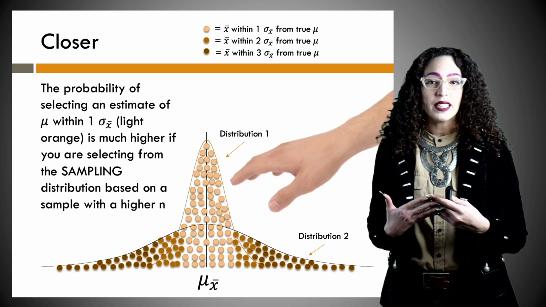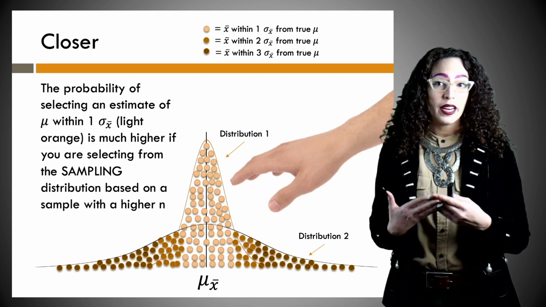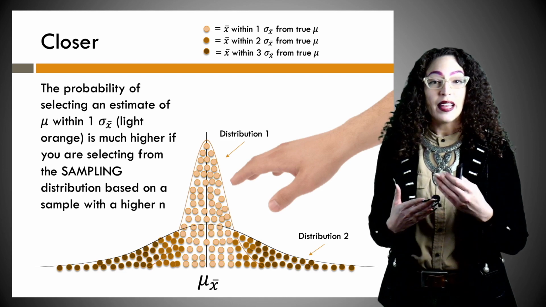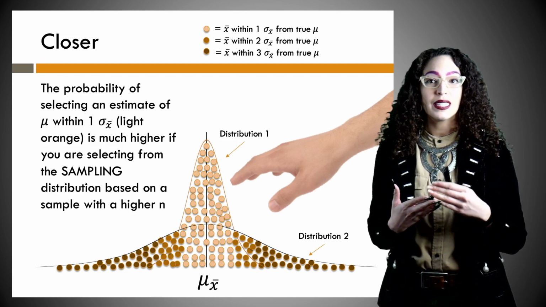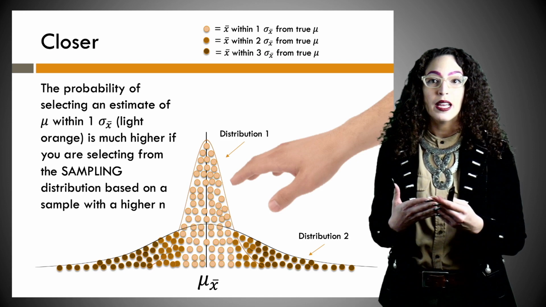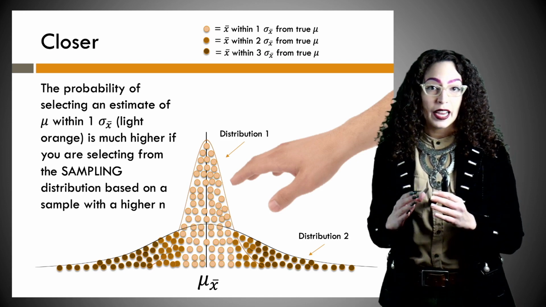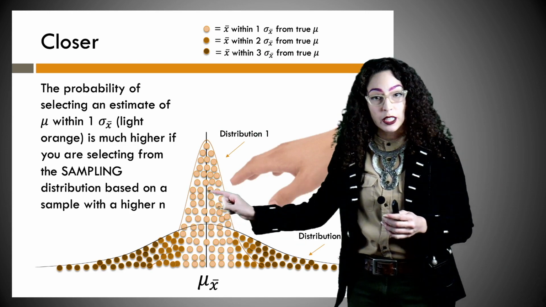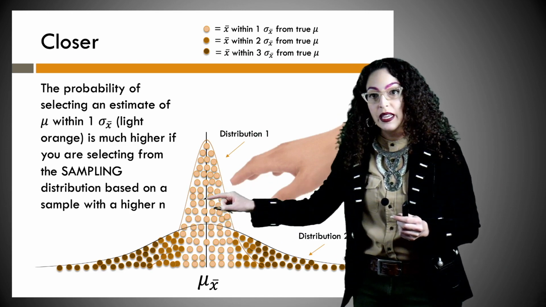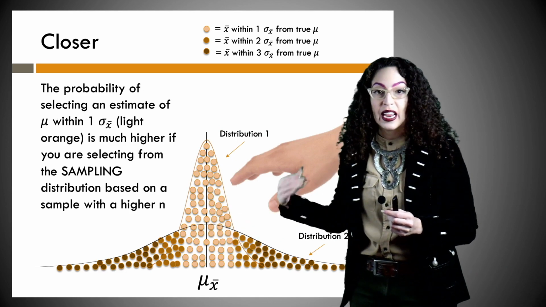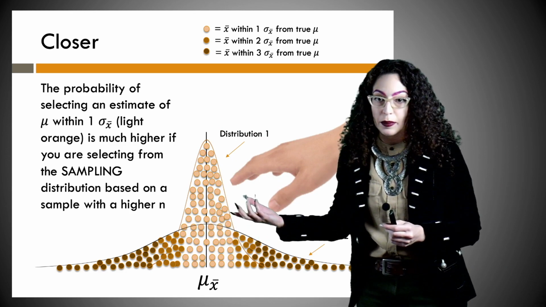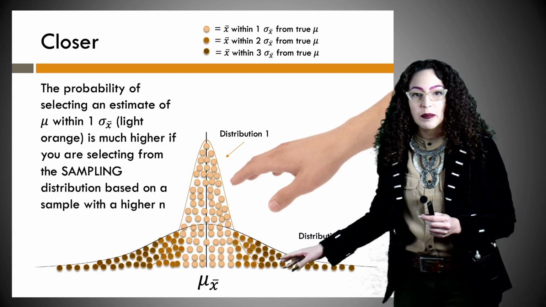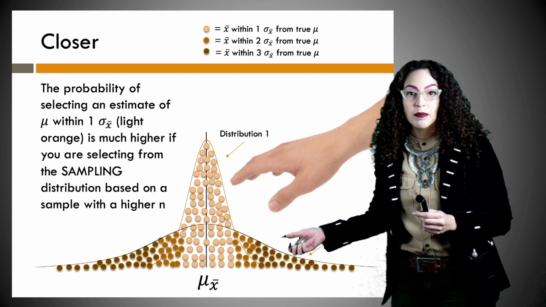The probability of selecting an estimate of mu within 1 standard error, which is basically like standard deviation for the sampling distribution, is much higher if you are selecting from a sampling distribution based on a sample with a higher n. In other words, distribution 1, each one of these sample means, remember each little ball is 1 sample mean, each one of those had a high number of people in each sample. In distribution 2 down here, maybe each sample only had 5 or 10 people in them.